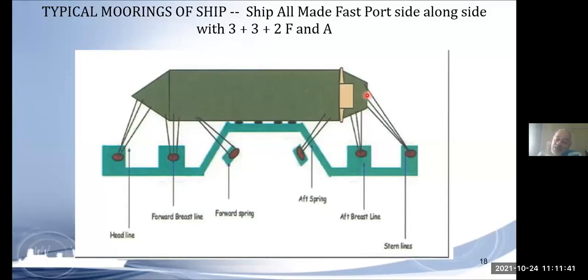When facing forward, this area we are saying the forward area. This area we are saying the aft area. This portion of the ship is called the stern area or poop deck of the ship, and this is called the forecastle deck of a ship.